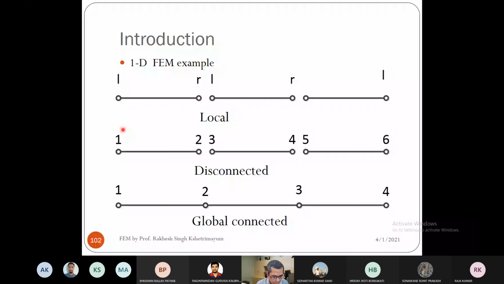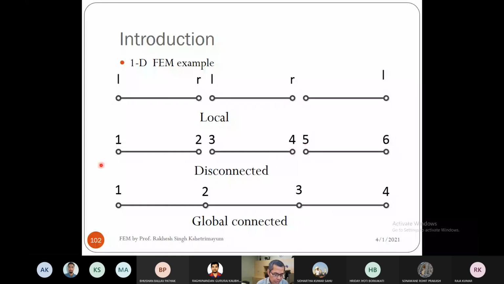But in the actual solution, I want to have a connected system. All of them are interrelated. So I will have a global connected system. So in that numbering, I will have 1, 2, 3, 4. In the local node numbering, I have 1, 2, 3, 4, 5, 6 because these are disconnected.